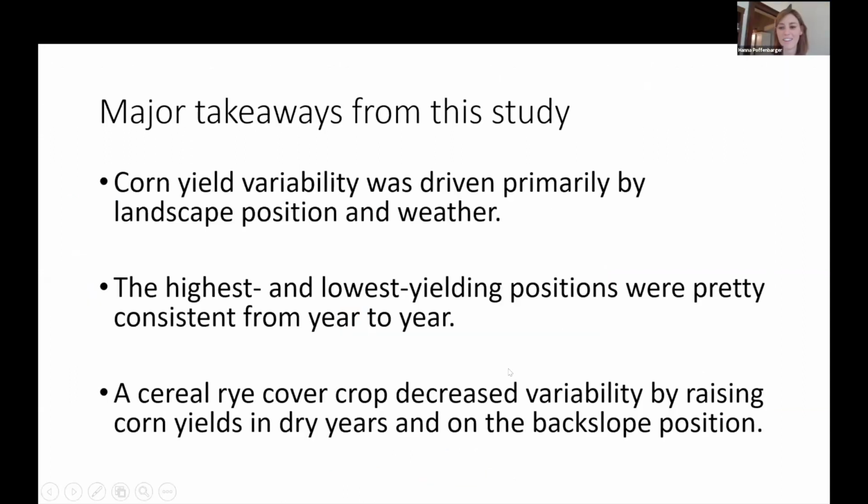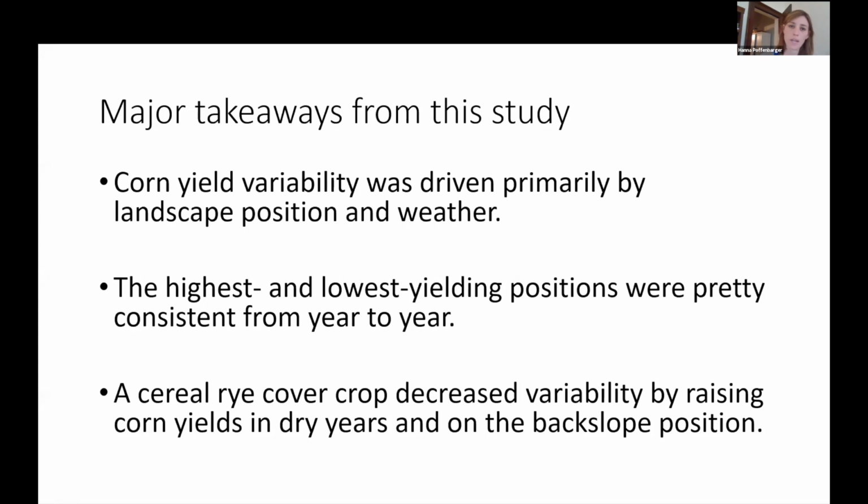All right, thank you. And I'll just wrap up this presentation with the takeaways. And that is that we found that the corn yield variability was driven primarily by landscape position and weather, but they didn't really interact. And so we always saw that the back slope was under yielding and the toe slope was yielding the highest among those 3 positions.